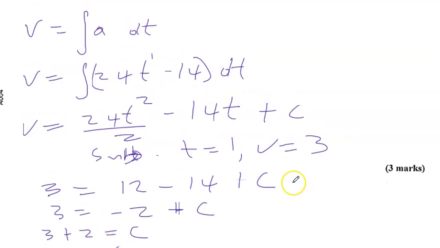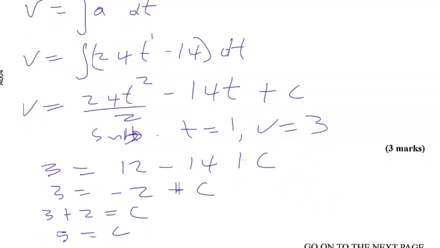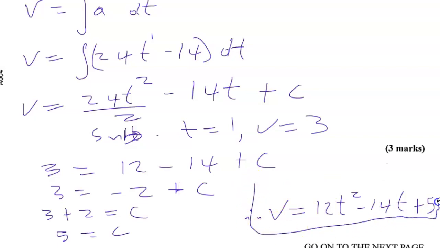So therefore the velocity is 24t squared over 2, that's 12t squared. 24 divided by 2 is 12, minus 14t, plus the constant, and we know the constant here is 5, so plus 5. So that's our solution, the expression for the velocity.